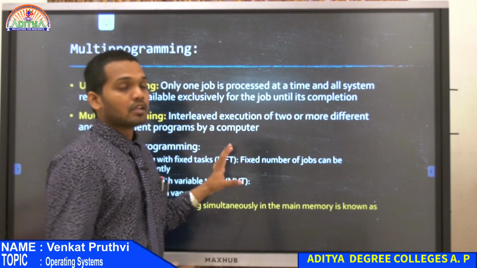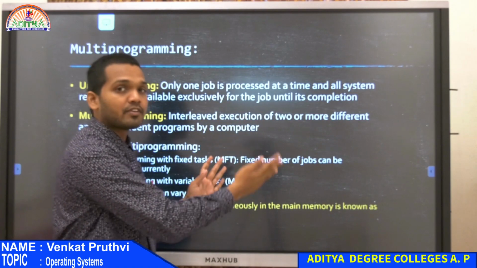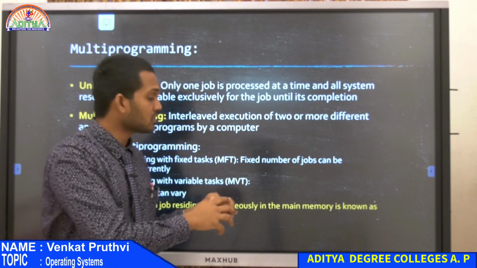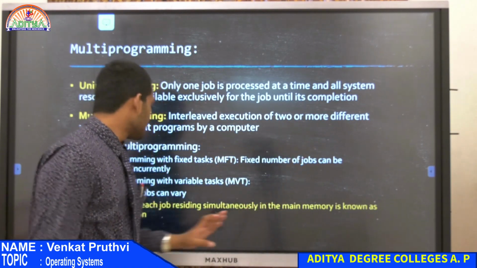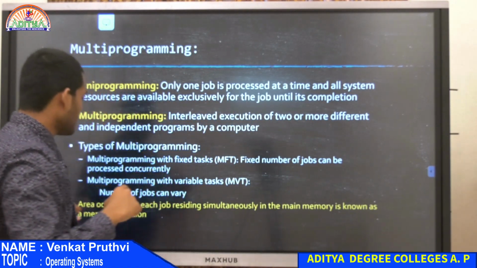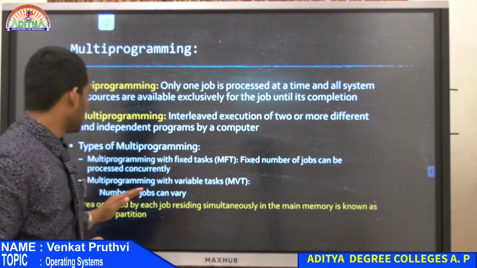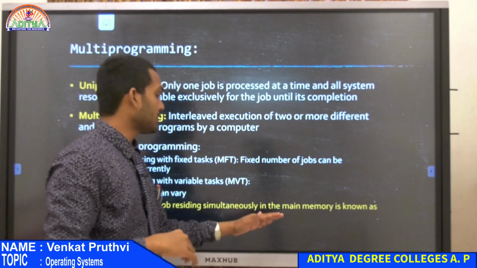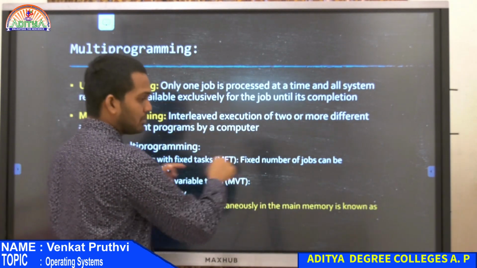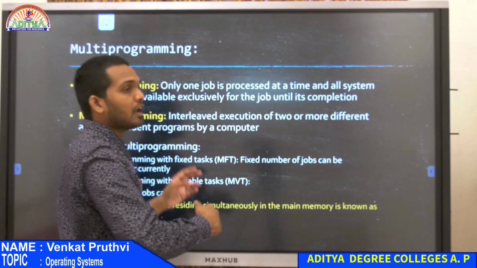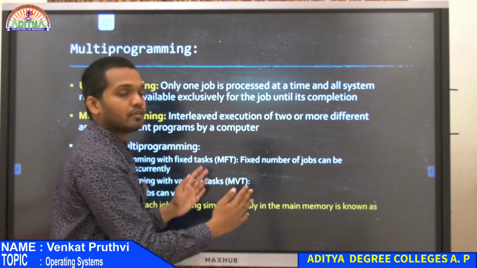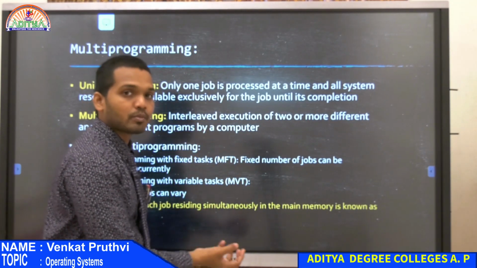That is the reason the RAM is made into different partitions, and based on the processes or programs that need to be processed, the RAM creates its partitions. That is what this means. Area means the size of the RAM that is occupied by each job residing simultaneously in the main memory, known as memory partition. Memory partition is nothing but the main memory creating partitions for each process, and for however many processes come in, it allocates some area for that process, and they all work simultaneously based on the processor that it has.